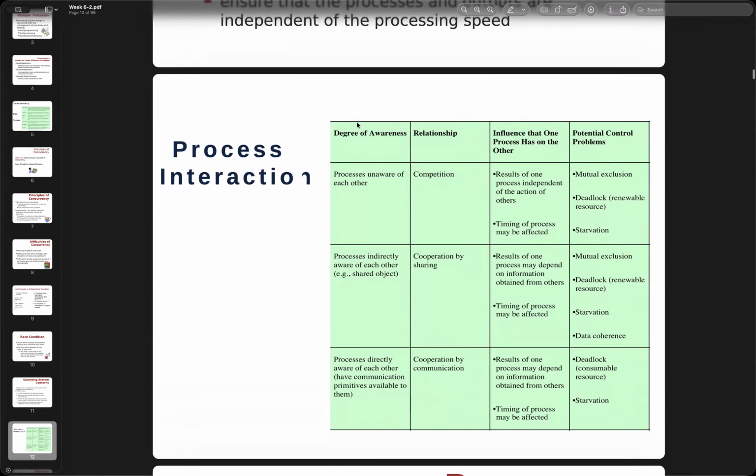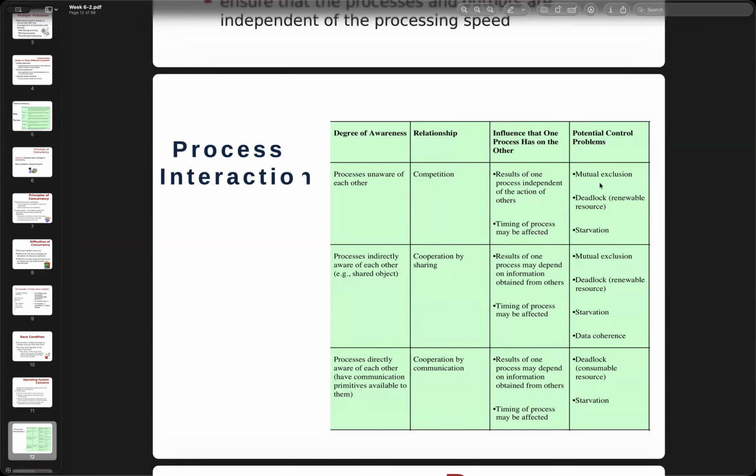Let's say we have the degree of awareness. If the processes are unaware of each other, then we get competition, because they don't know each other. So the influence one process has on the other is independent of the actions of the others. Also, the timing of the process may be affected. What's the potential control problem here?